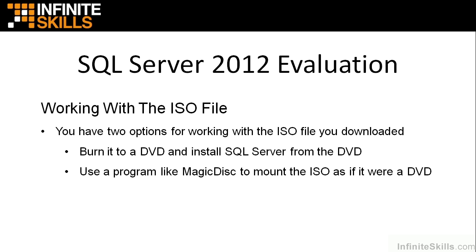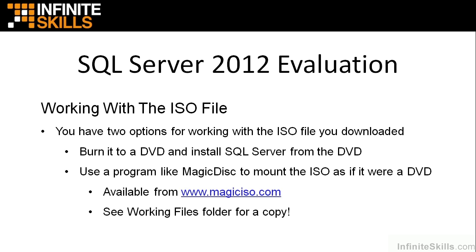Now, if you're on Windows 8, you can just right-click on that ISO file, if I'm remembering correctly, and tell it to mount it as a drive, and you can work with it that way. But in Windows 7, you'll have to use some sort of program. Now, you can get Magic Disk from www.magiciso.com, or since I'm taking care of you here, I put a copy of Magic Disk. It's a little file, a little over 1 megabyte. It's out there in your working files folder, so you don't have to go to the trouble of downloading it. Just copy that little file onto your machine and kick it off, and it will install Magic Disk.